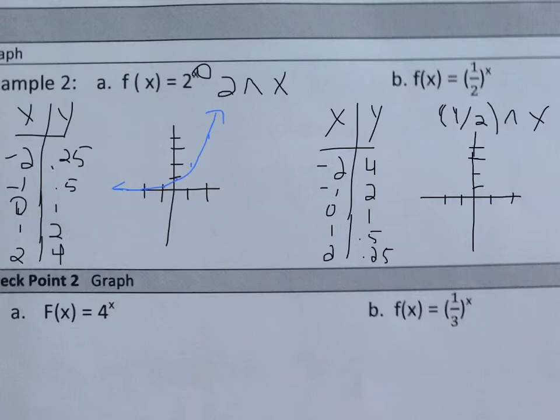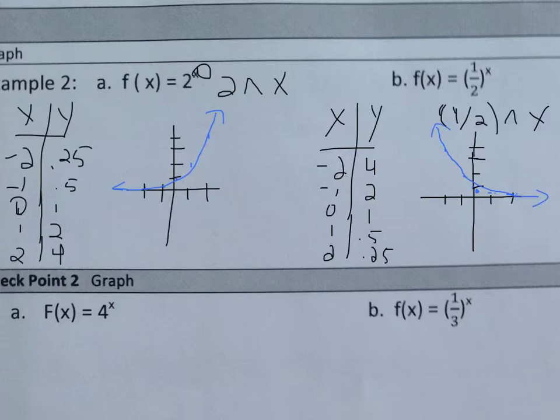Okay, so at -2, we're going to be up 4. I'll do this in blue again. At -1, we're at 2. At 0, we're at 1 again. And my dots are a little off. Like I said, my pen's not working. At 1, we're at a half. And at 2, we're at 0.25, which is real close. And so the graph would look something like that.